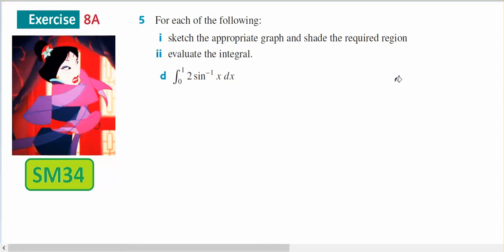This is for Year 12 Specialists. It comes out of Chapter 8. It's 8A, question number 5D. And we're looking for this definite integral, and I need to sketch it first.